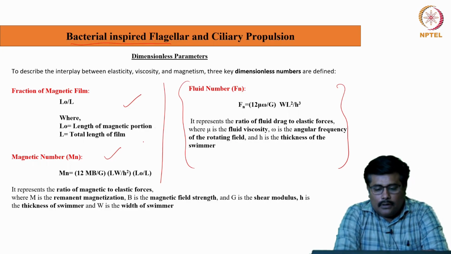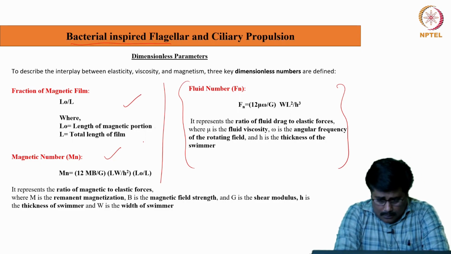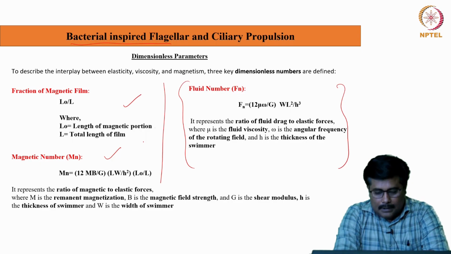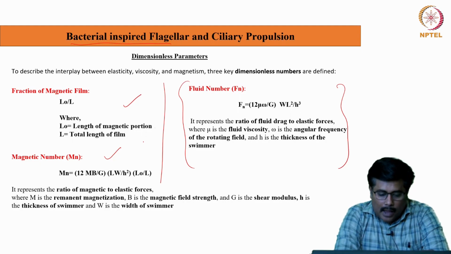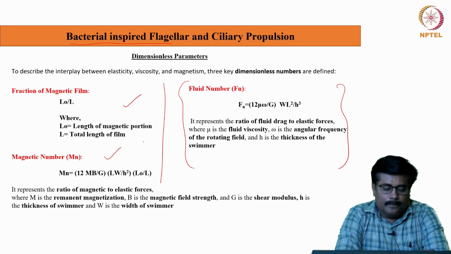When we look into the fluid number, it is represented as Fn equals 12 mu omega G W L squared by H cubed. Basically, it represents the ratio of fluid drag to elastic forces, where mu is the fluid viscosity, omega is the angular frequency of the rotating field, and H is the thickness of the swimmer.